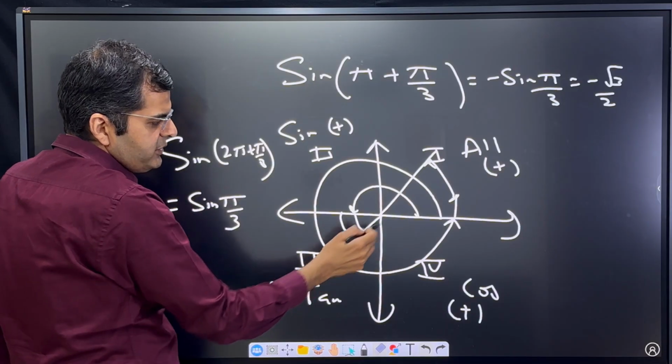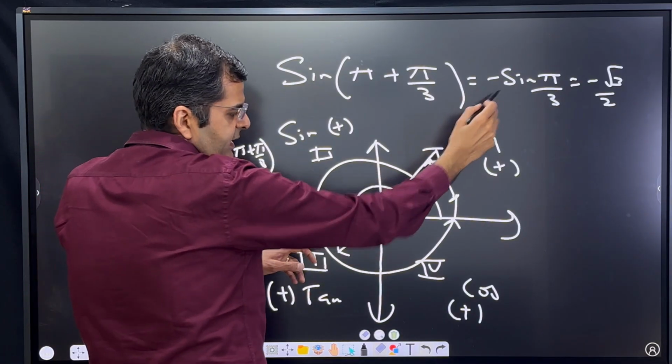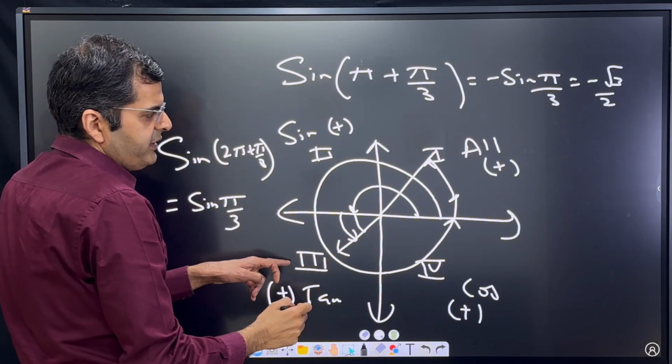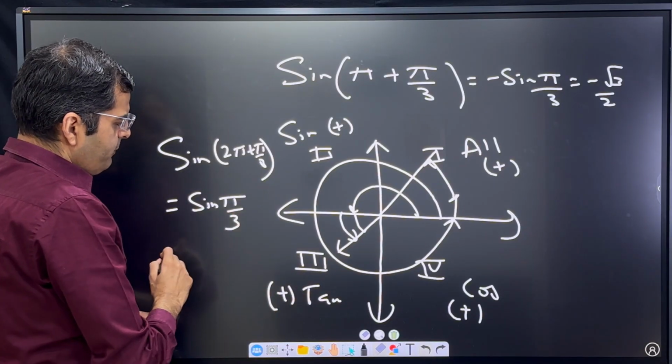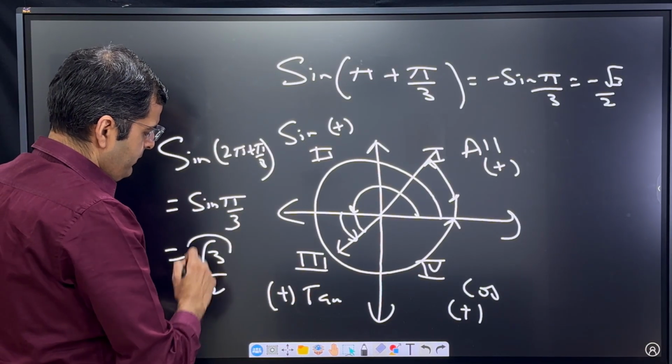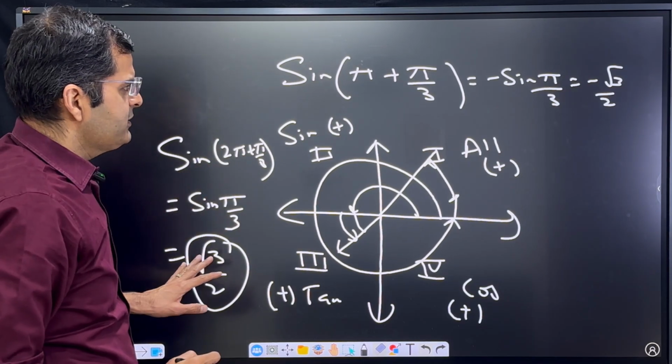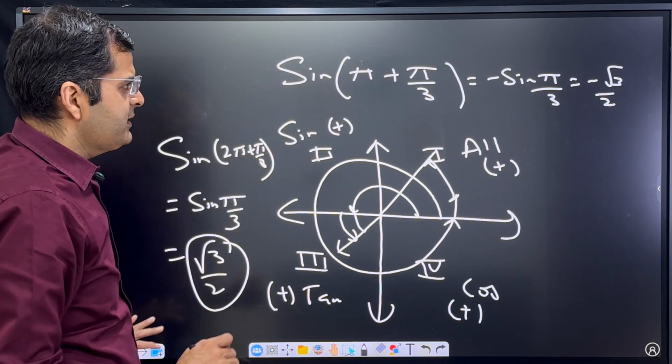This pi plus pi by 3 was lying in the third quadrant. So that is why it is negative, because only tan and cot are positive here. Okay. So sine of pi by 3 is root 3 by 2. So sine of 2 pi plus pi by 3 is root 3 by 2. Sine of pi plus pi by 3 is minus root 3 by 2.